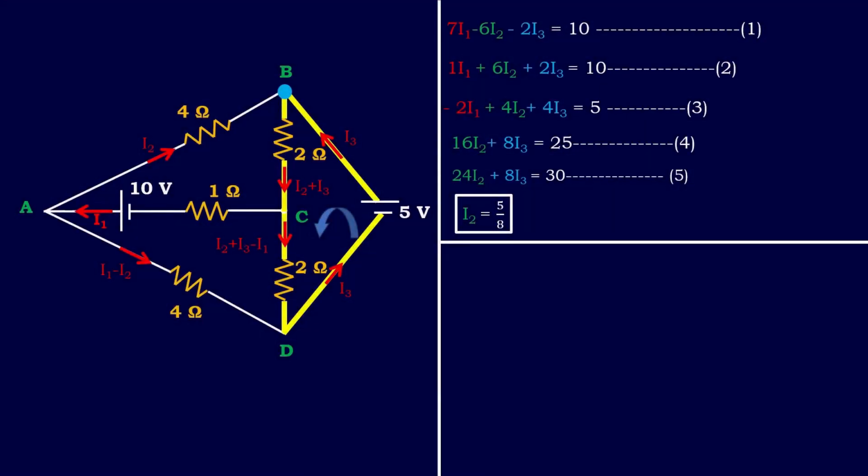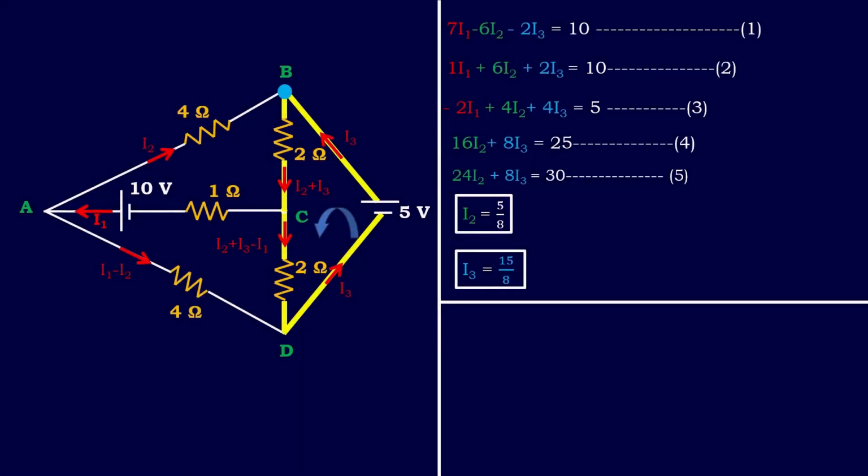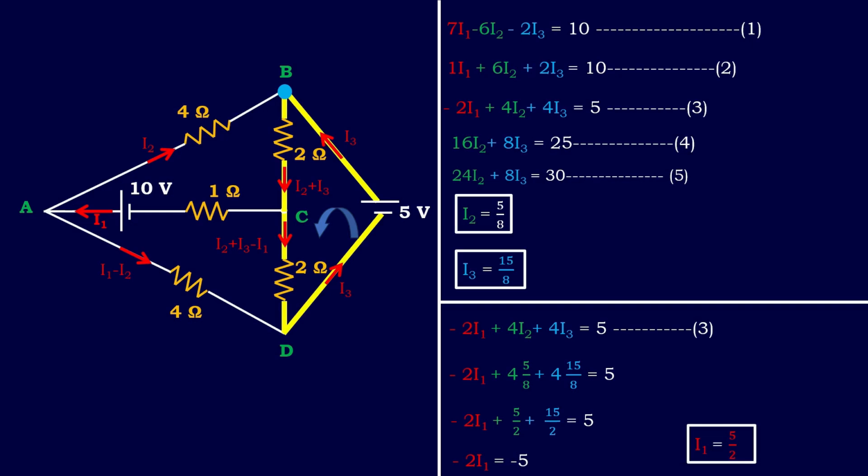Now substitute this value of I2 into equation 4 and obtain the value of I3 as shown on the screen. Now substitute the values of I2 and I3 into equation 3 and obtain the value of I1. We now have the values of I1, I2 and I3 as shown on the screen.